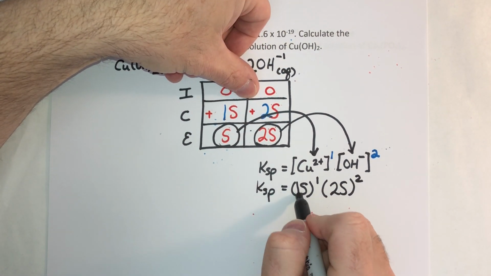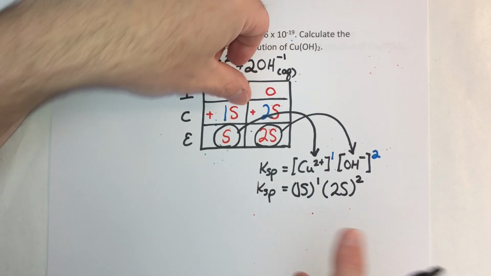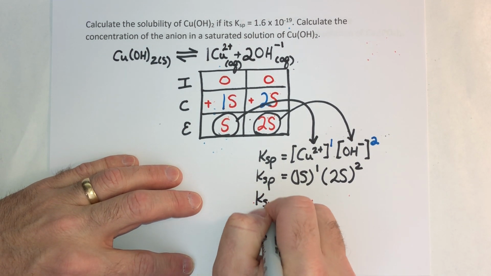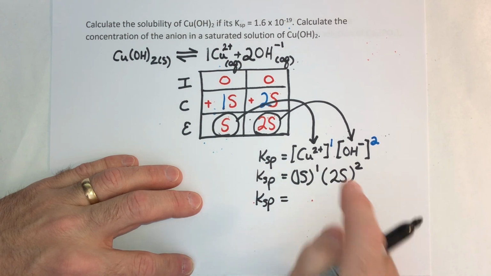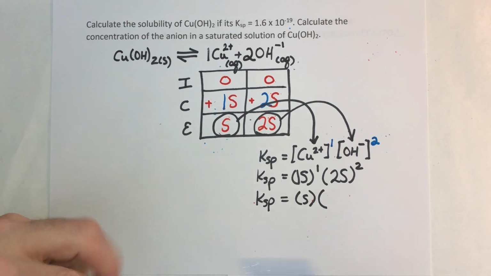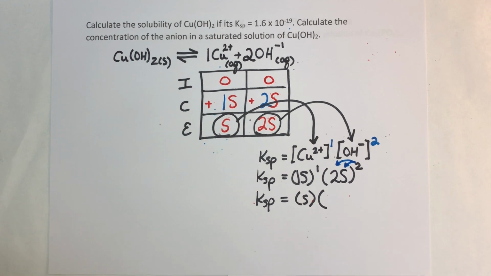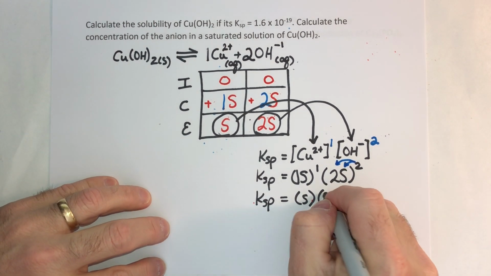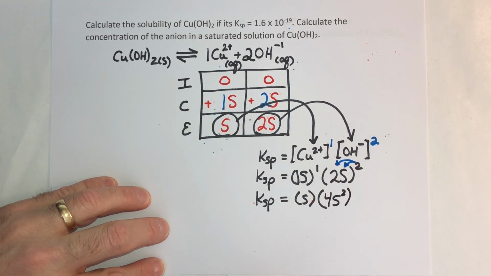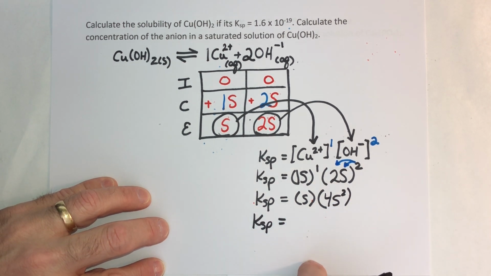Now if I put the 1 back, this was 1S to the power of 1. This is 2S to the power of 2, okay? Now it does become a math problem. If you've got 1s to the power of 1, that doesn't change it, it's just an s. If you've got 2s squared though, that squared belongs to the 2 and to the s, both of them. So 2 squared would be 4, and s squared would be s squared. So my KSP is s times 4s squared.